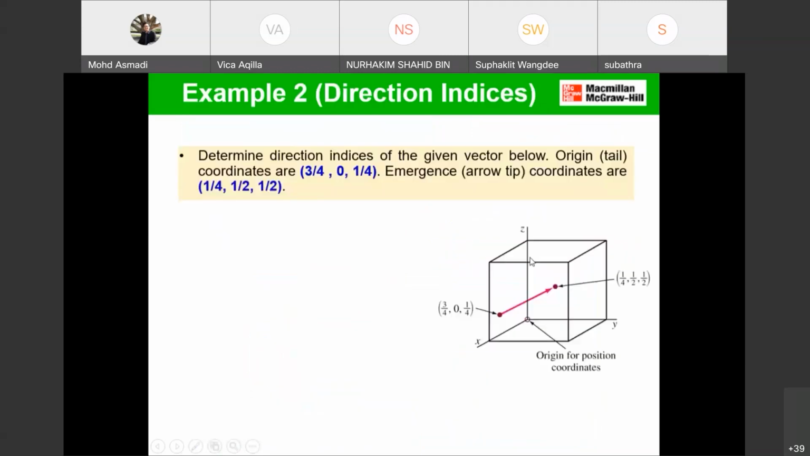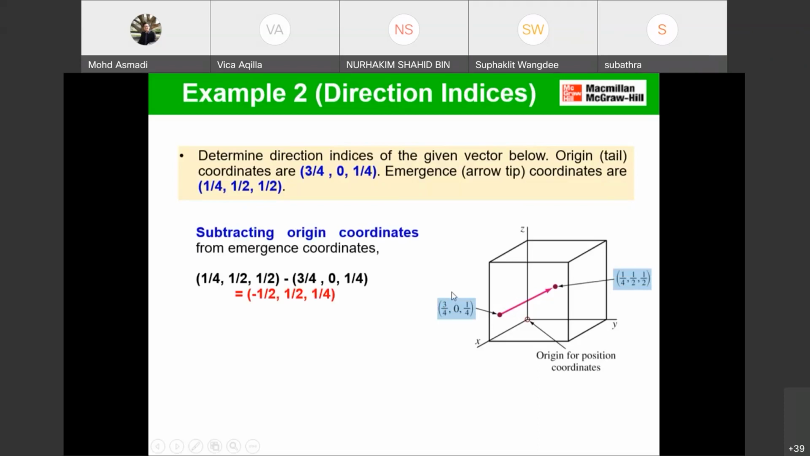So let's see the example. Determine the direction indices of the given vector below. This is the origin, the tail, and this one is the tip, the arrow tip. It emerges from 3/4, 1/4, and the tip is 1/4, 1/2, 1/2. So what we have to do is subtract the coordinates of the point of emergence and the origin. Subtracting the origin, we get negative 1/2, 1/4, 1/4.